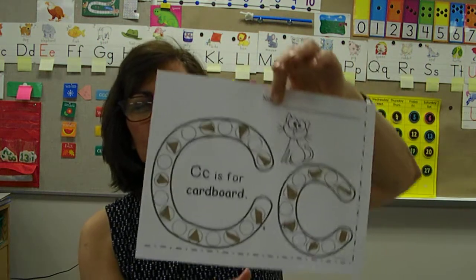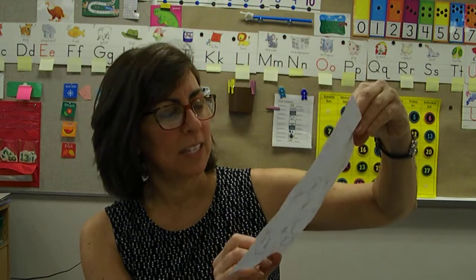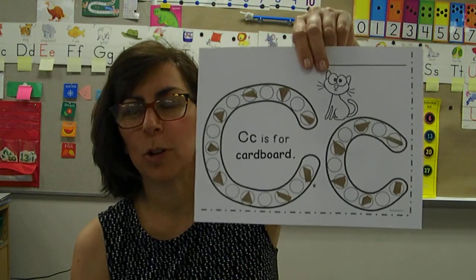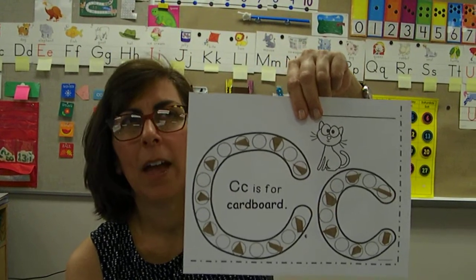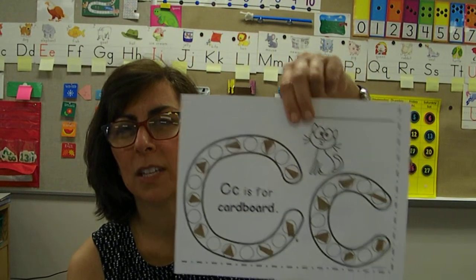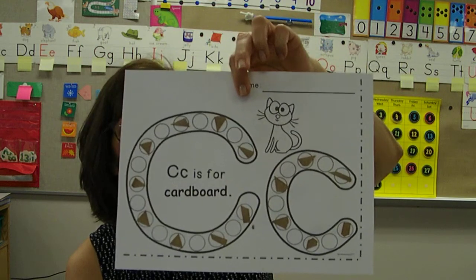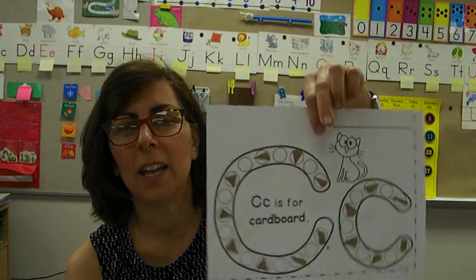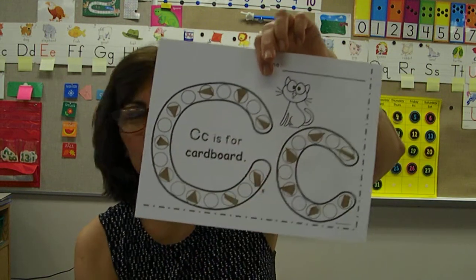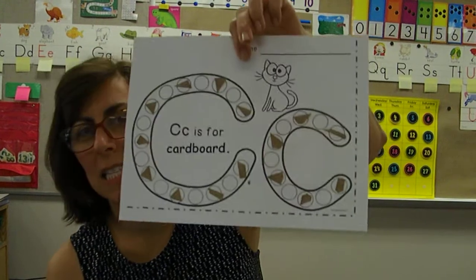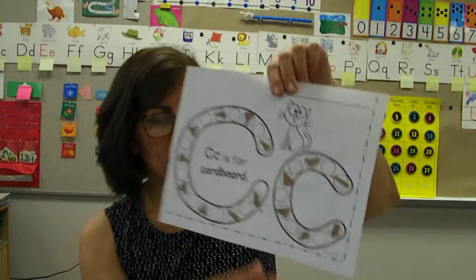Great work. Our focus today, we're looking at C. This is a cat. I'm sure you know lots of C words like candy. How about a name that starts with C? Cindy. That's a good one. A holiday. Christmas. This is a great letter, C. Capital C, lowercase c. And this is the worksheet that we need some glue and some cardboard.